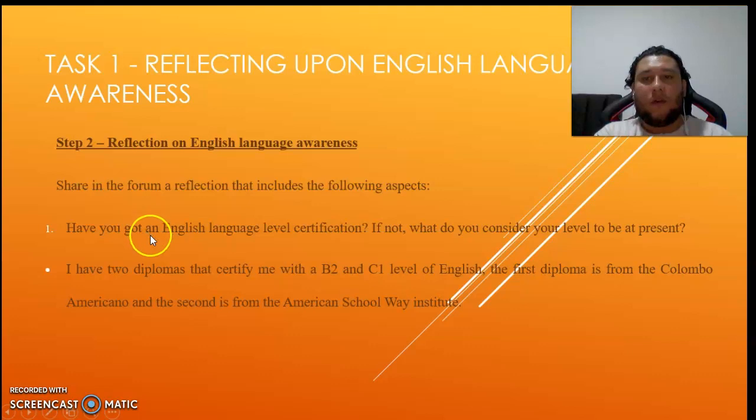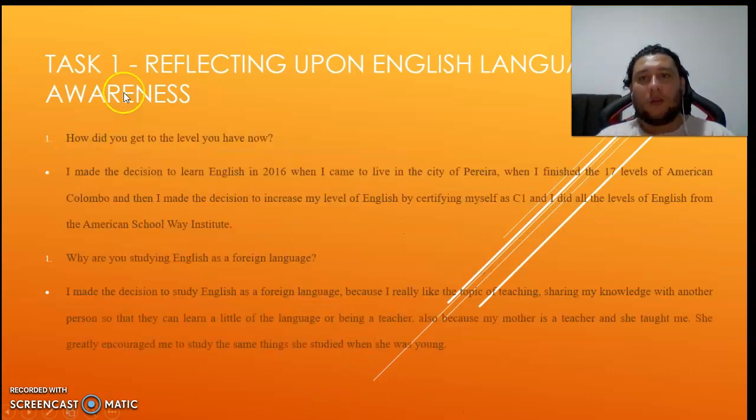And have you got an English language level certification? Yes, in my case, I have 2 diplomas. The first one is from the Colombo Americano. I did the 17 levels, and also I decided to study in American Schoolway Institute, and I got a certification for C1.